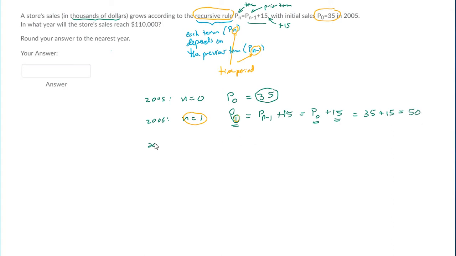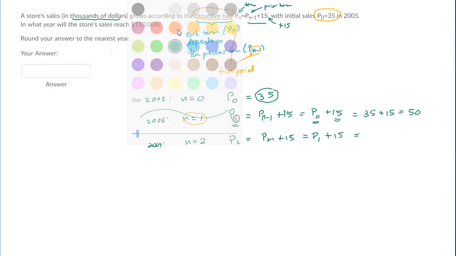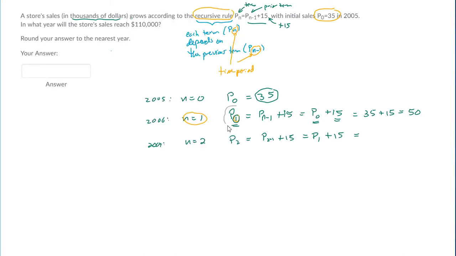Okay, so in 2007, that's my n equals 2 year. So P2 is going to be what? P2 minus 1, because we're reducing the index by 1. So 2 minus 1, plus 15, which is going to be P1 plus 15. And what is P1? P1 is the result that we computed here, and the result we got was 50.